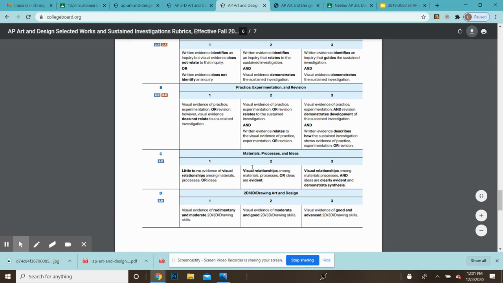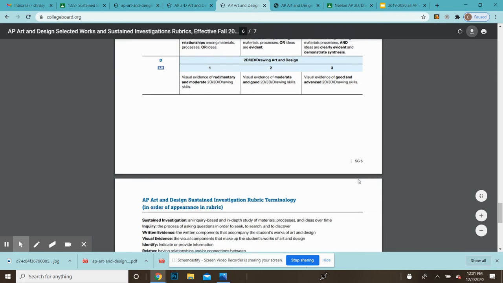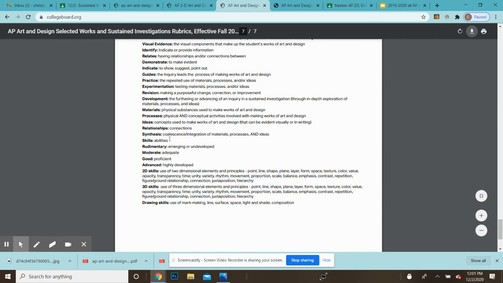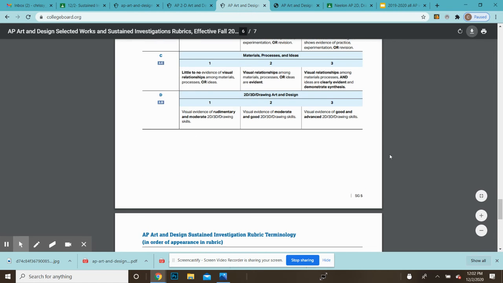So your materials, processes, and ideas. Visual relationships among materials, processes, and ideas are clearly evident and demonstrate synthesis. And I went down here to this one just to make sure I knew what. All right, so it's another big long word: integration of materials, processes, and ideas.